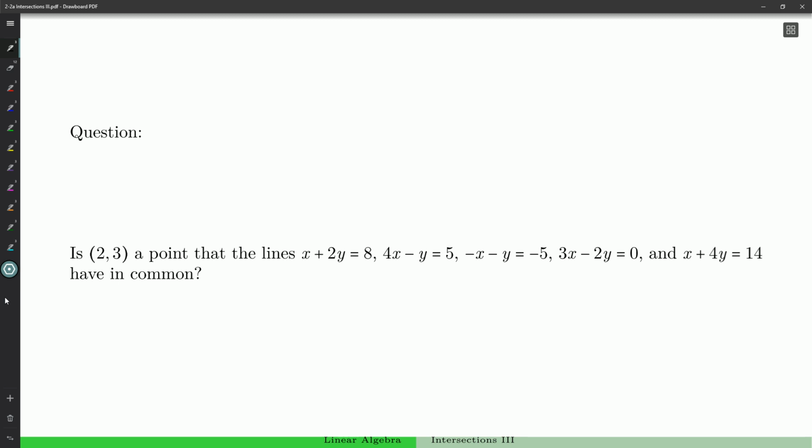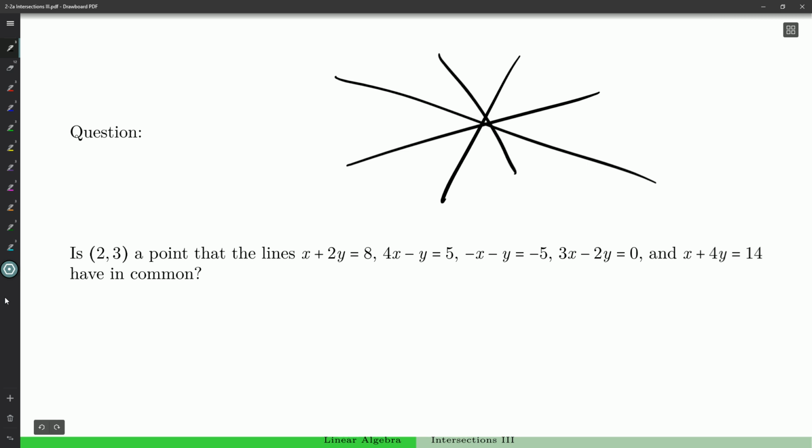So what does it mean for these lines to all have a point in common? We can sort of picture, we've got 5 different lines here, and if they had a point in common, then all of these lines would pass through the same point. But how do we check that? If this point satisfies each equation. So let's take a look at each of them.